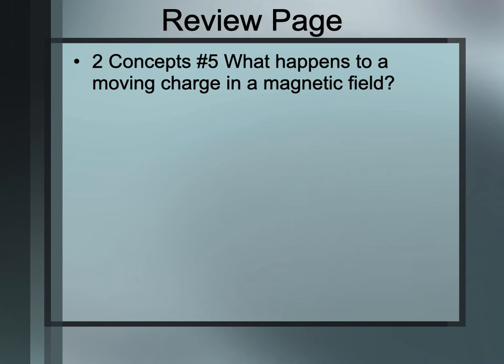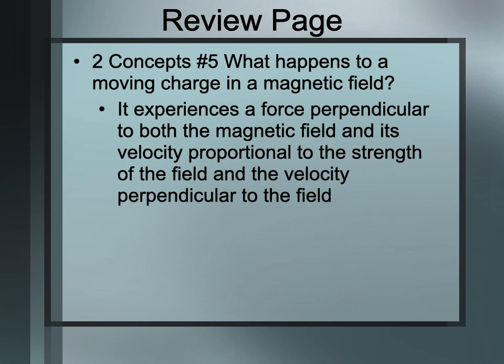Concepts number 5. This is on your review page. Check your review page. What happens to a moving charge in a magnetic field? It is going to experience a force perpendicular to both the magnetic field and its velocity. We didn't actually talk about that yet. Sorry, I put that in a little early. Proportional to the strength of the field and the velocity perpendicular to the field. So it depends. How strong the field is is important, and then how much velocity there is is also important. And it's the perpendicular velocity.